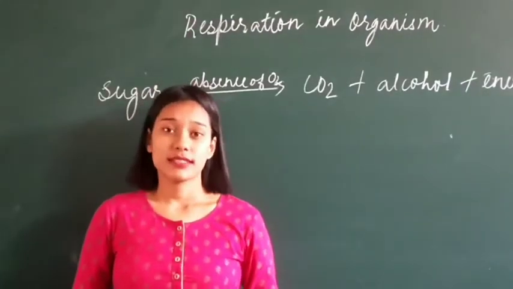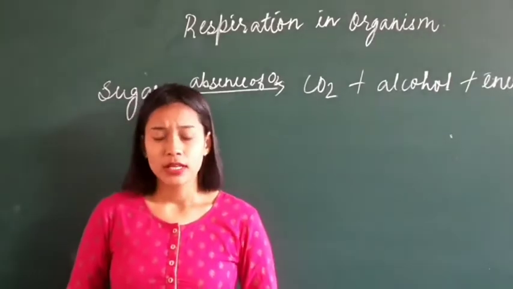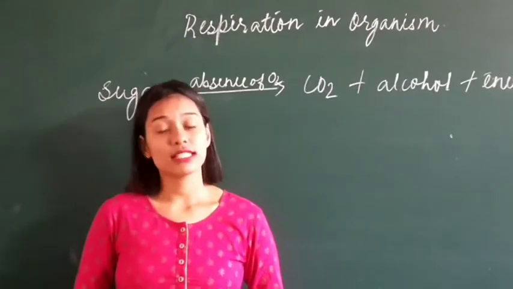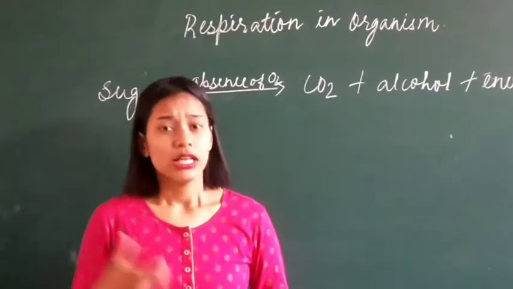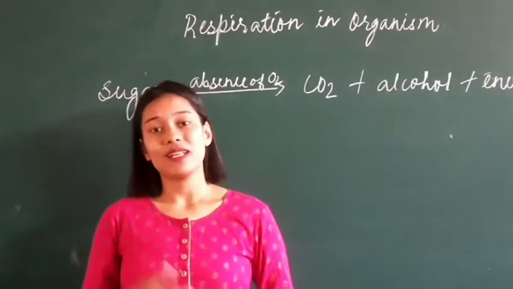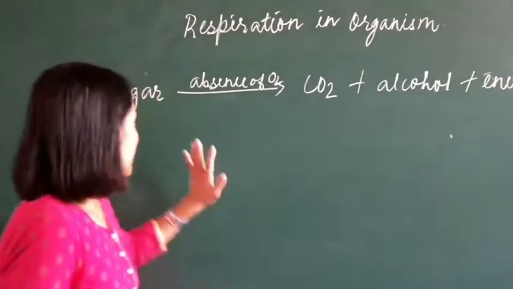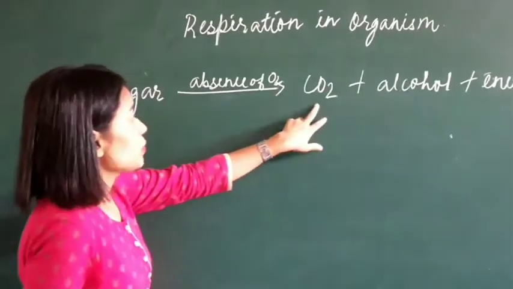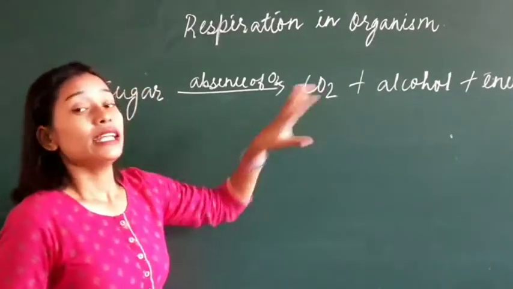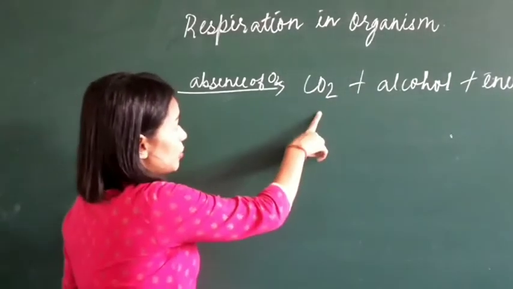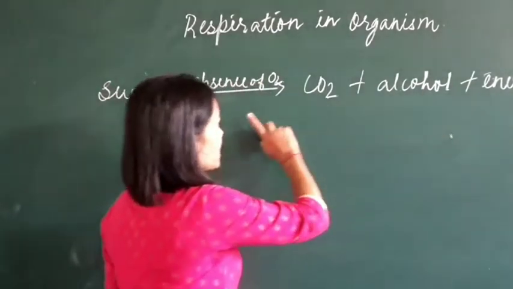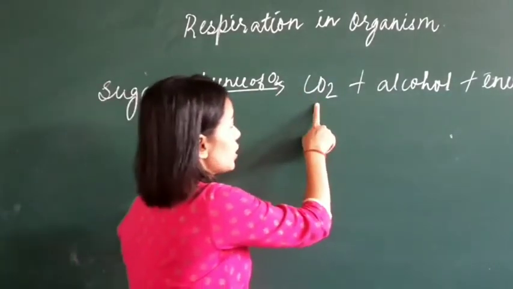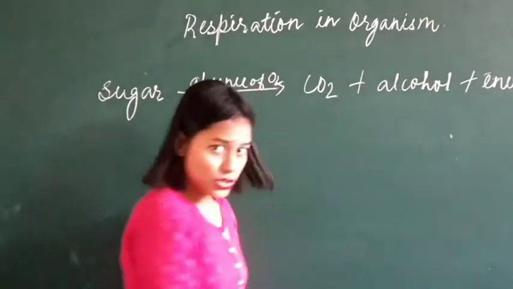Now we will discuss anaerobic respiration. The process of respiration which takes place in the absence of oxygen is called anaerobic respiration. It usually occurs in bacteria, parasites and some yeast. Here you see the products are different. In aerobic respiration the products were carbon dioxide, water and energy. But in anaerobic respiration, in the absence of oxygen, they produce carbon dioxide, alcohol and energy.